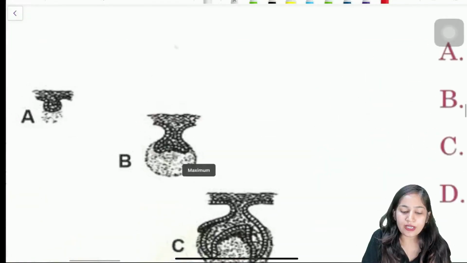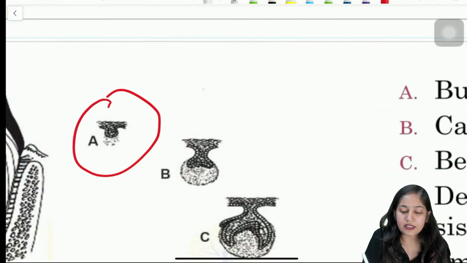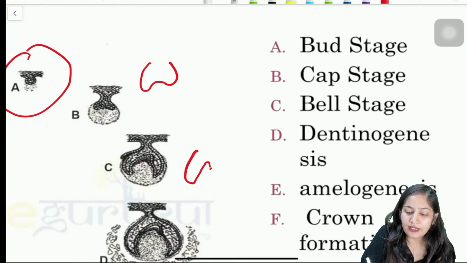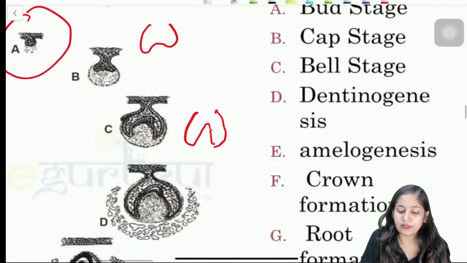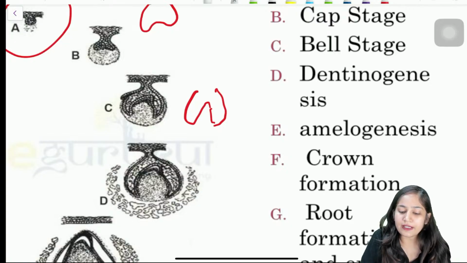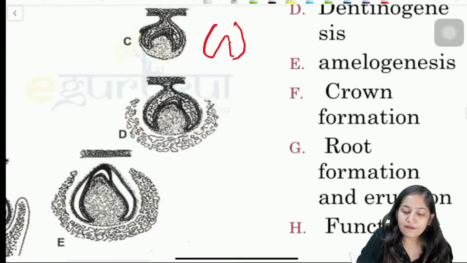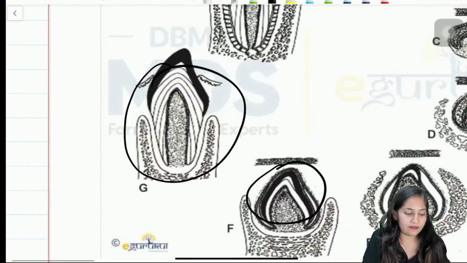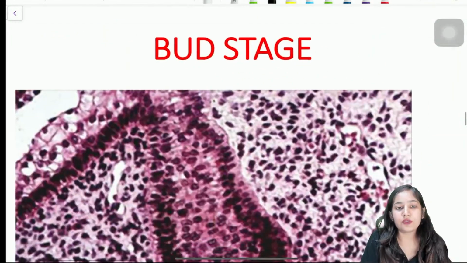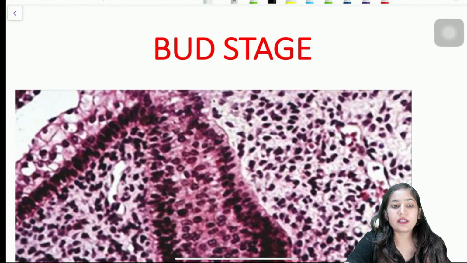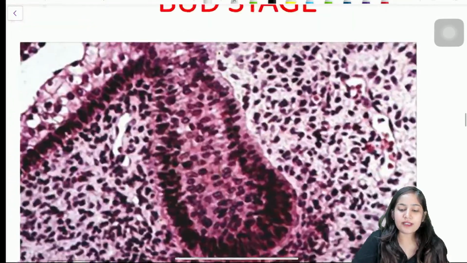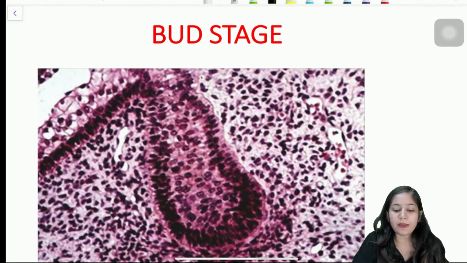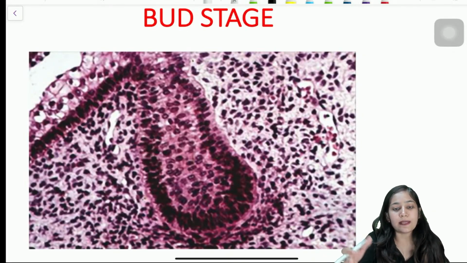Here in this diagram also you can appreciate this is bud stage, then we have cap stage, then we have bell stage, right? Then dentinogenesis meaning formation of dentine, then amelogenesis meaning formation of enamel, then crown formation, root formation. So these are different stages of tooth formation. Starting with the bud stage. In this diagram, again, this is a very important image-based question that can be asked from tooth development. So be thorough with these histologic images also.